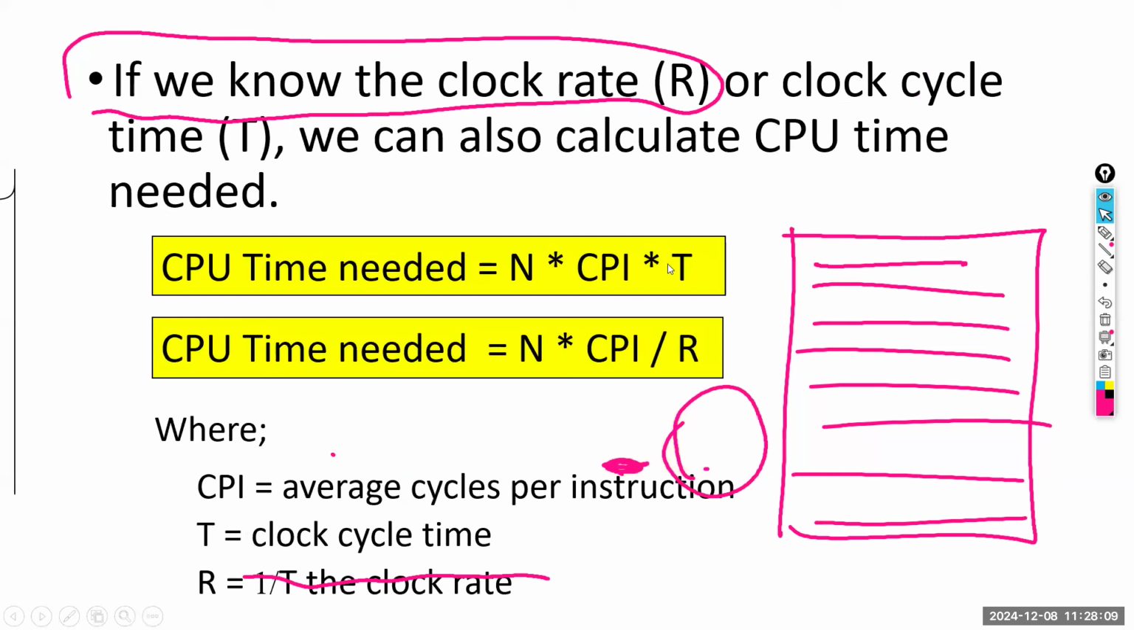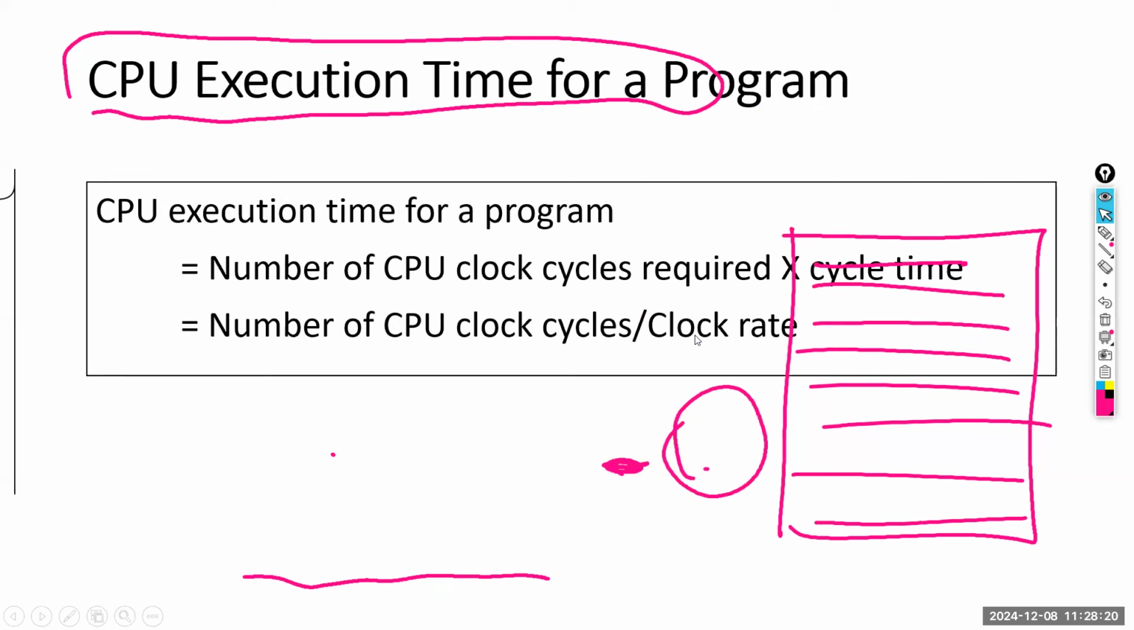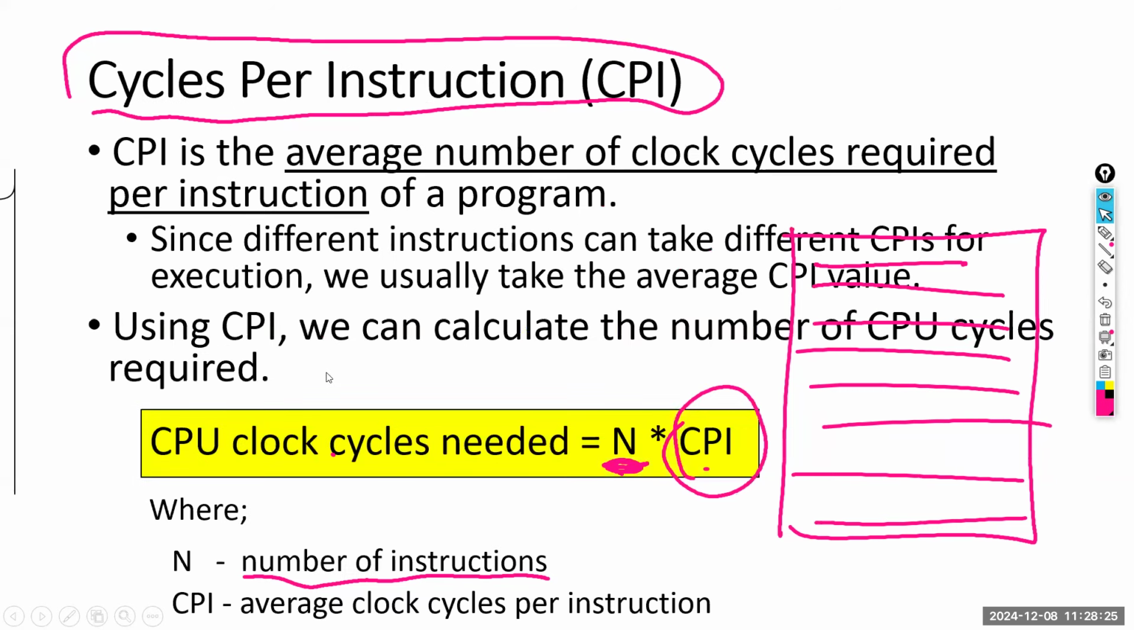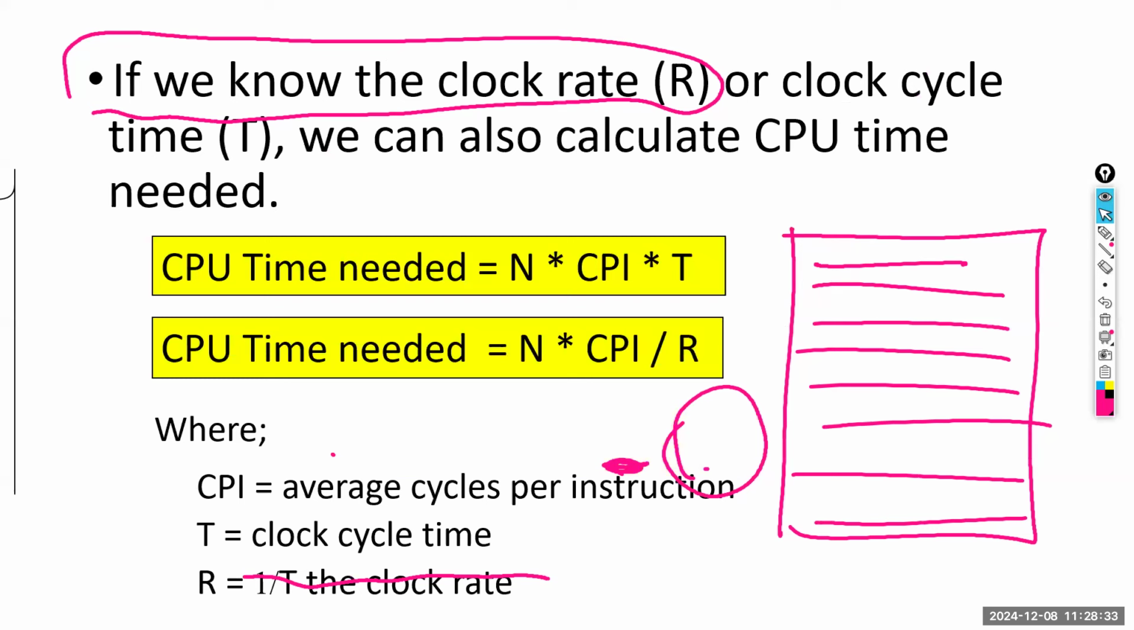So n into CPI into clock cycle time, or n into CPI into 1/r, because clock cycle time is 1 over clock rate, as we said earlier. So if your CPU time is less, that is better when it comes to processing. But there can be other bottlenecks, right? Memory access time, bus speeds, and so on. Here we are only concentrating on the processing.